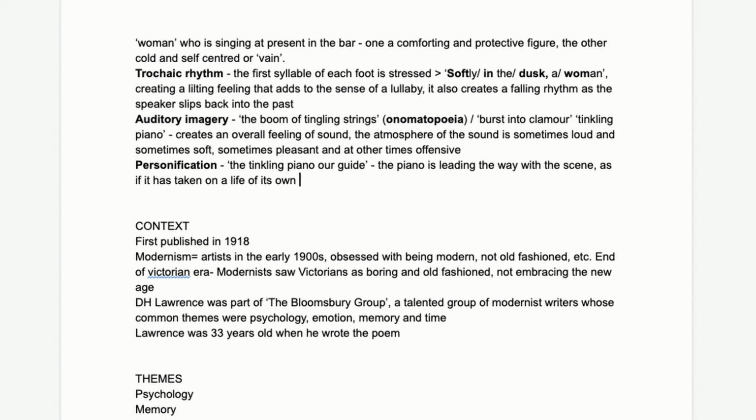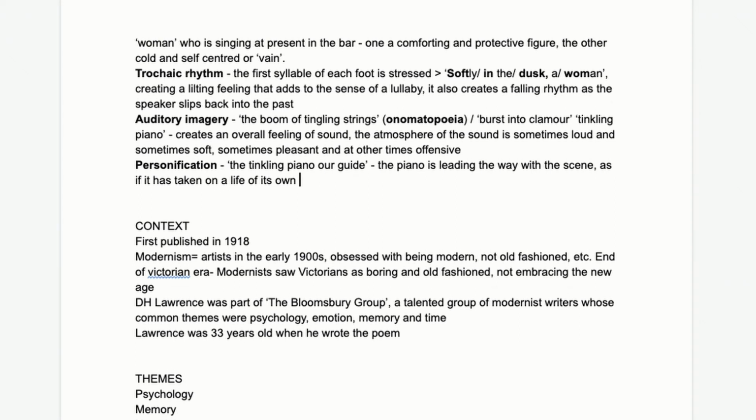And it creates an atmosphere of sound that is contrasted or contradicting. Sometimes it's loud, like "boom of tingling strings burst into clamour." That's very loud sounds. "Tinkling piano" is softer and more pleasant. Sometimes it's enjoyable sound, sometimes it's not so enjoyable. When it's in the present, he's not that happy about the sound. When it's in the past, he remembers it fondly and pleasantly. So there is a contrast with this imagery as well. It's not just all the same type of auditory imagery. It's having two different conflicting effects there.